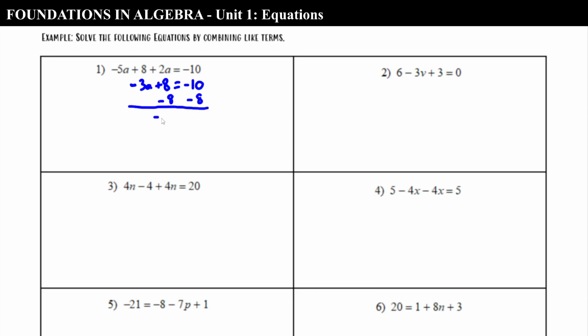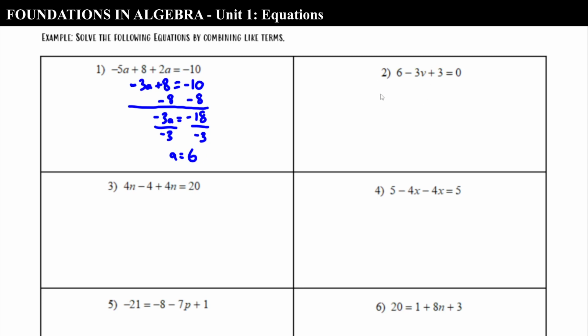And when we do that, we get negative 3a equals negative 18. Remember, I owe you $10, then I borrowed $8 more from you. So now I owe you $18. So I'm negative 18 here. And then we divide each side by negative 3. And remember, negative divided by a negative is going to give us a positive, and that's going to be positive 6. So a equals 6.